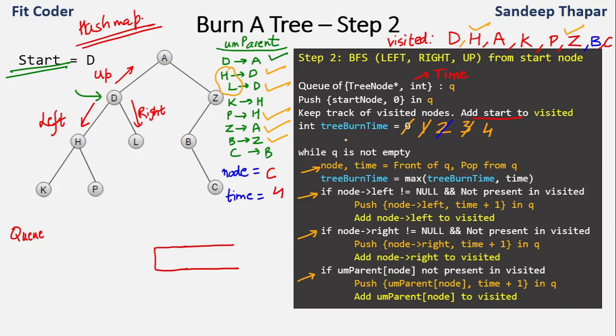So in the next iteration, we check this while condition, and now the queue is empty. So this while loop terminates and the tree burn time has been calculated as 4. So if we start the fire from node D, it takes 4 minutes to burn down the entire tree.